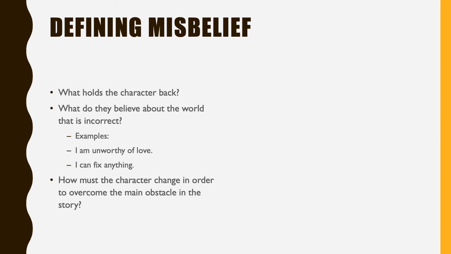Whatever that thing is that is preventing them from really functioning with the world or engaging with the world in a positive way, or whatever is preventing them from feeling hope. So think about how the character must change in order to overcome the main obstacle in the story. So it can't just be they have to change their attitude or change their behavior. They have to change something fundamental within themselves to overcome that obstacle. And that's really the emotional arc of the story.